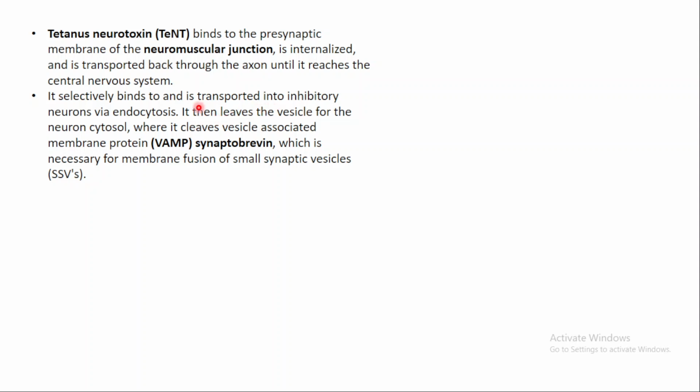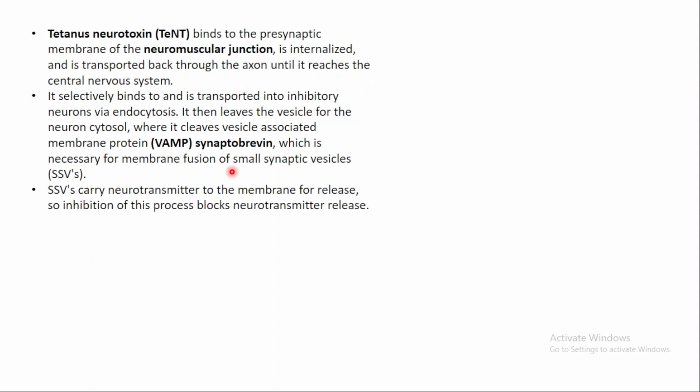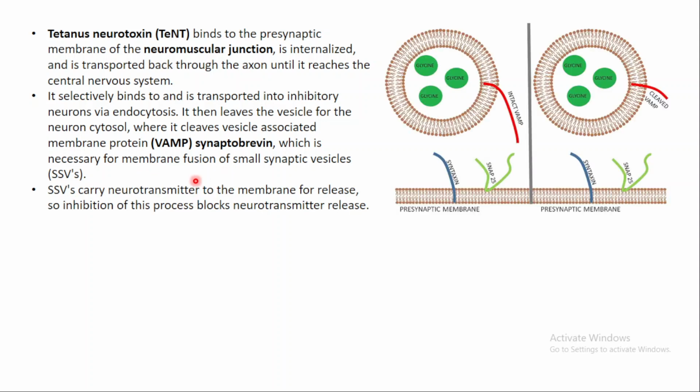It then leaves the vesicle for the neuron cytosol, where it cleaves vesicle associated membrane protein VAMP synaptobrevin, which is necessary for membrane fusion of small synaptic vesicles. So what does it do? This neurotoxin will go inside the inhibitory neurons, and there is a vesicle associated membrane protein, VAMP. It will go and cleave those.